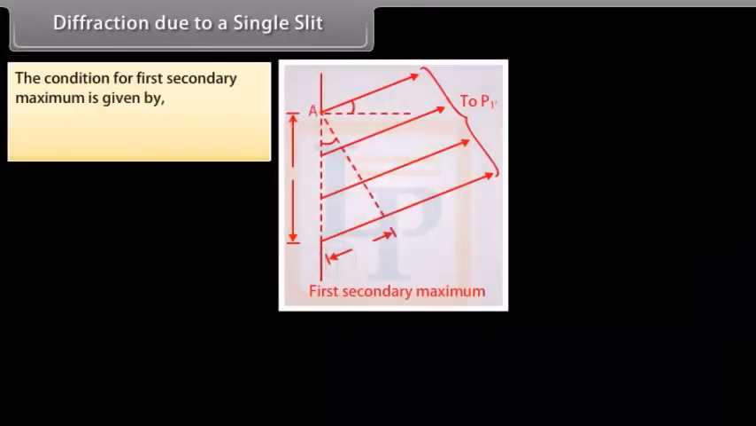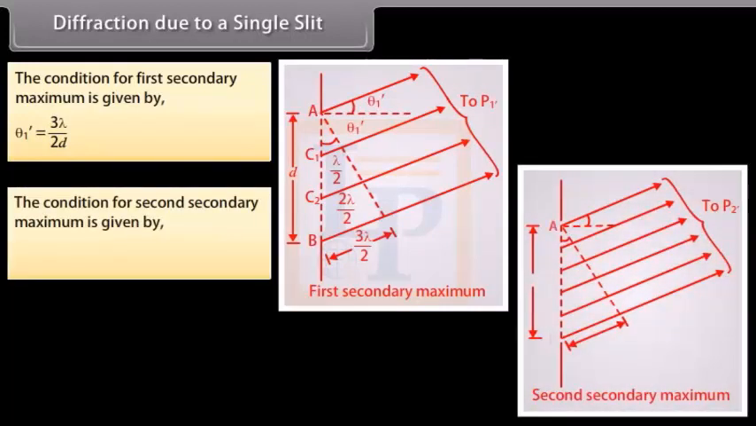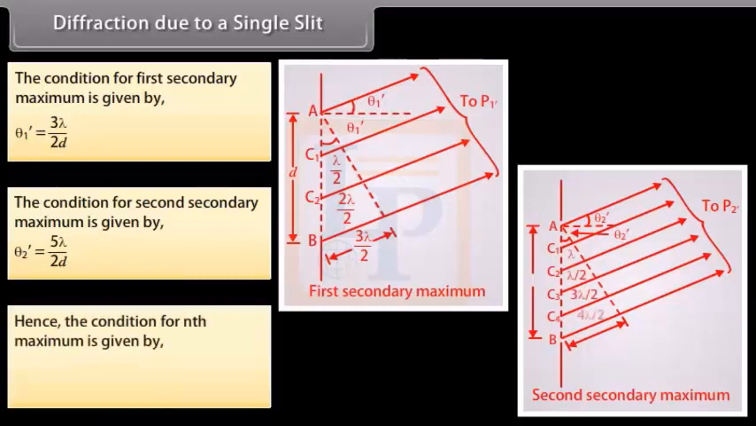The condition for first secondary maximum is given at angle theta equals 3 lambda upon 2d. The condition for second secondary maximum is given at an angle equals 5 lambda upon 2d. Hence, the condition for nth maximum is given at an angle equals (2n+1) lambda upon 2d.